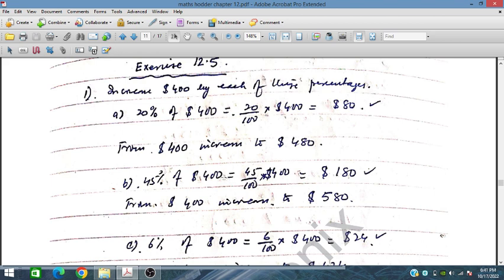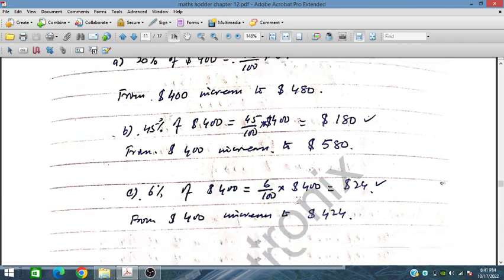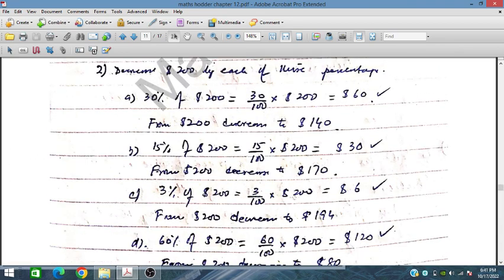Now 45% of $400 is equal to $180. The original price was $400, so we'll add this to that. We'll have increased from $400 to $580. 400 plus $180 is equal to $580.